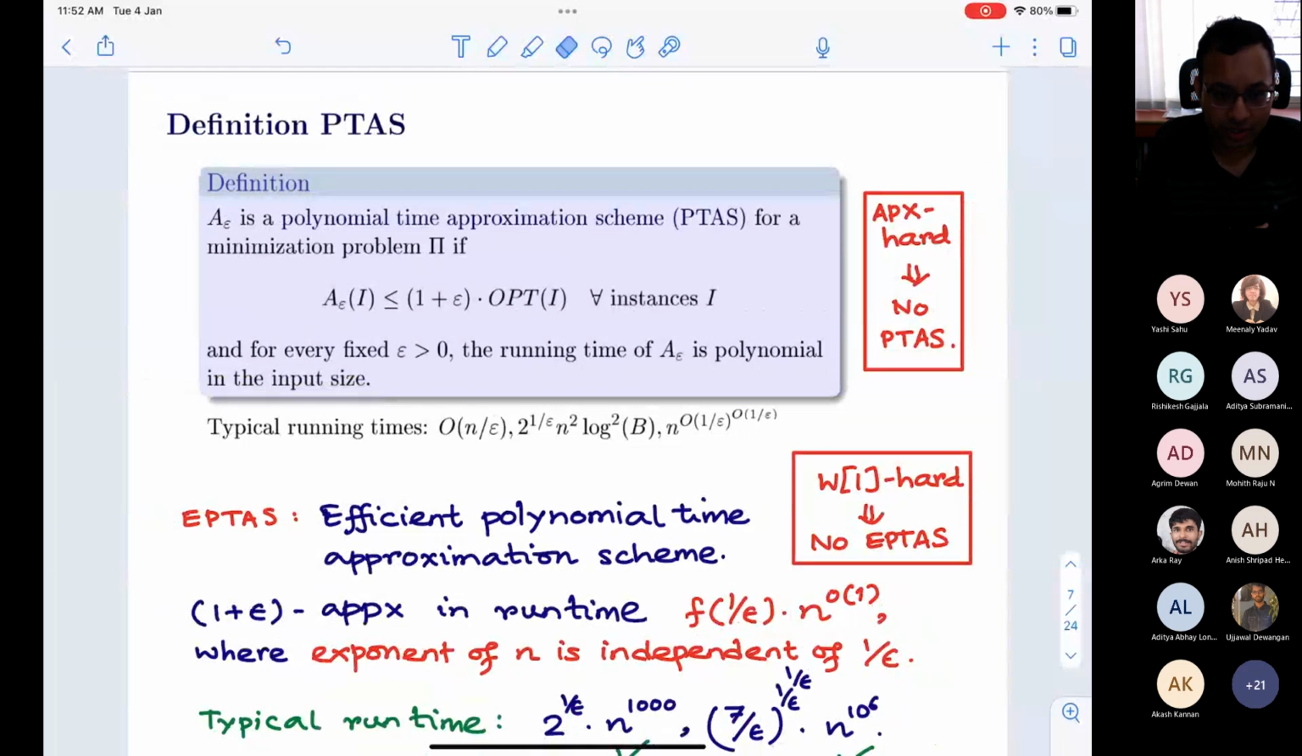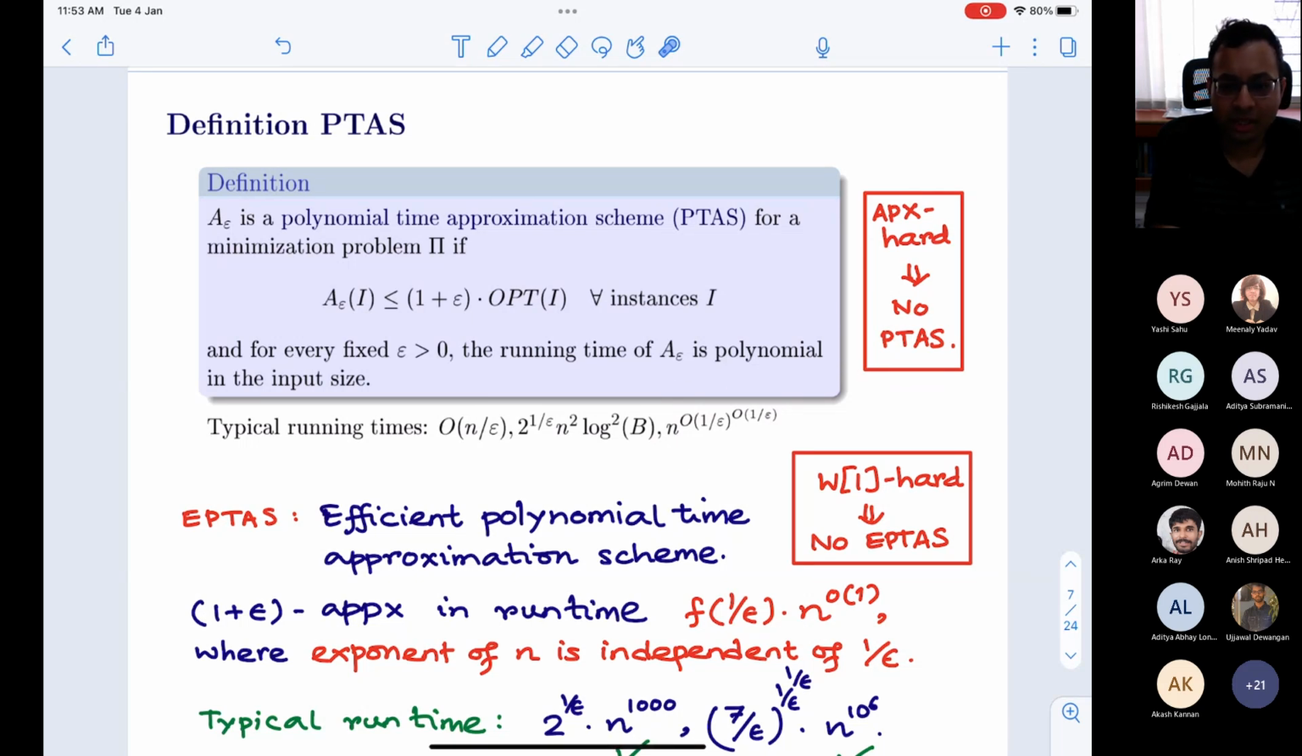So now let's go over some other definitions. What is the best you can do in terms of approximation? One notion is called PTAS, or polynomial time approximation scheme. For a minimization problem, we say it admits a PTAS if for any constant non-negative epsilon, the algorithm is a 1 plus epsilon approximation, that is, for all instances I, A(I) is less than or equal to 1 plus epsilon times OPT. And the runtime we require here is polynomial time. Typical runtimes are polynomial in input size, like n by epsilon or n to the power 1 by epsilon. For constant epsilon, this is also a polynomial.